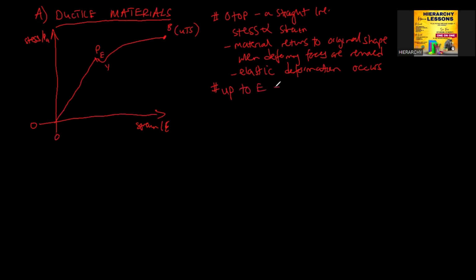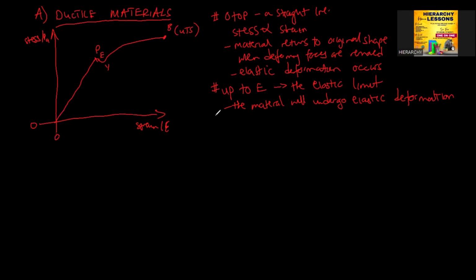So what happens up to E? E is the elastic limit, right? So that's what we mean by the elastic limit. The material will undergo elastic deformation. So the material still undergoes elastic deformation, which means they return to their original shape and length when the deforming forces are removed. Stress is proportional to strain, right?